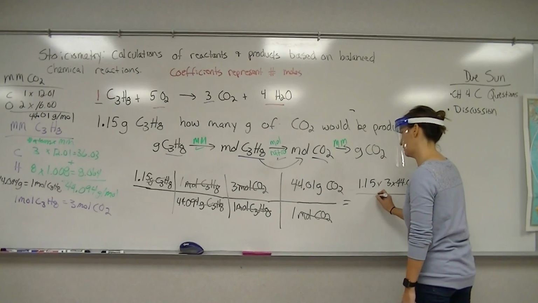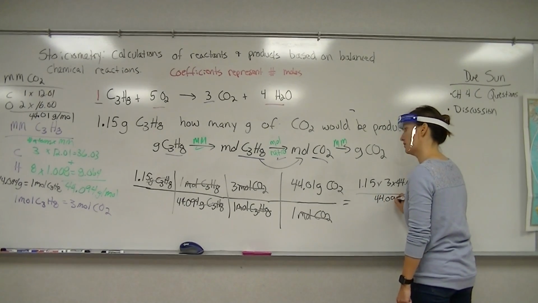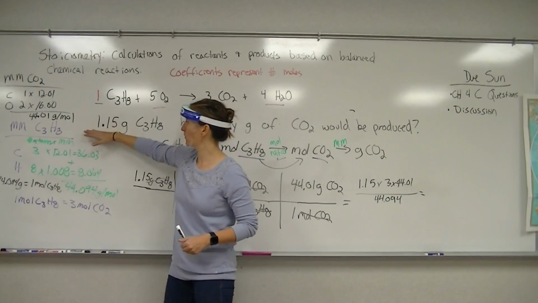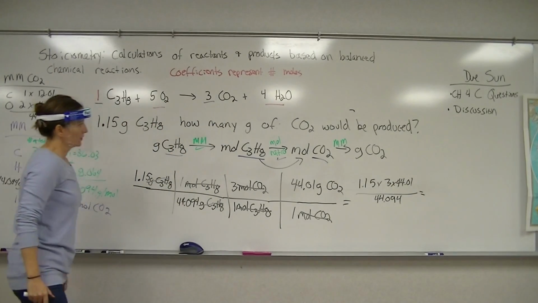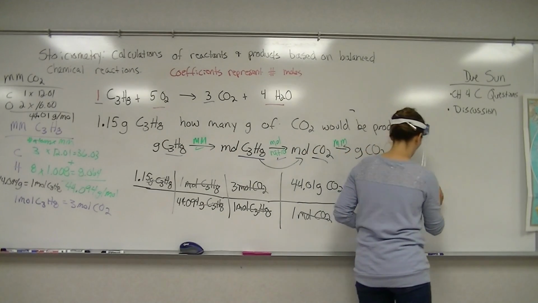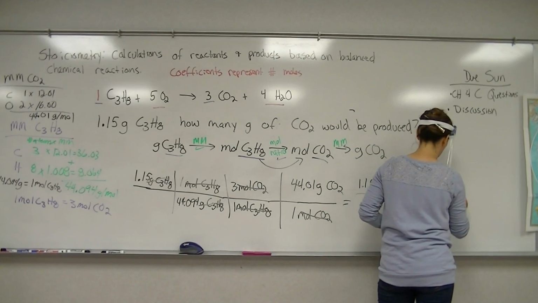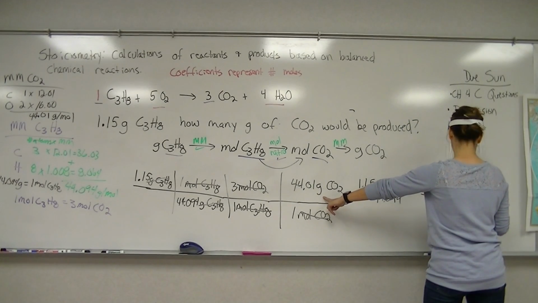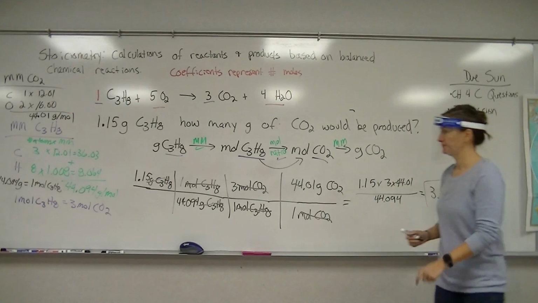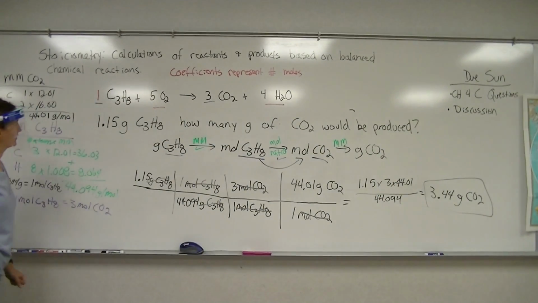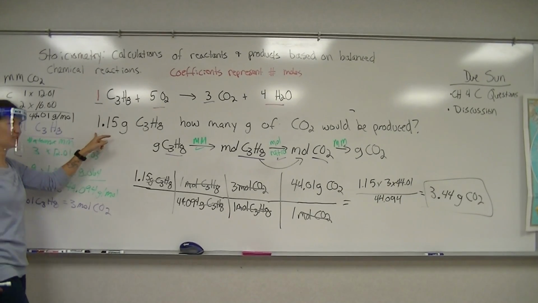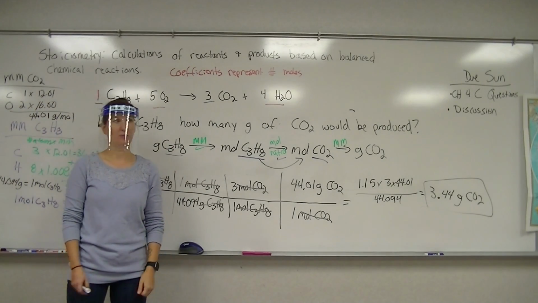How many sig figs do we want? 3, so we're looking at the sig figs in the original number, 1.15, yes. 3.44. What'd you get? 3.44, and that is grams of CO2, so it's the only thing we haven't canceled out. So all of that work just to figure out: if I put 1.15 grams of C3H8 in the flask, how many grams of CO2 am I going to produce?